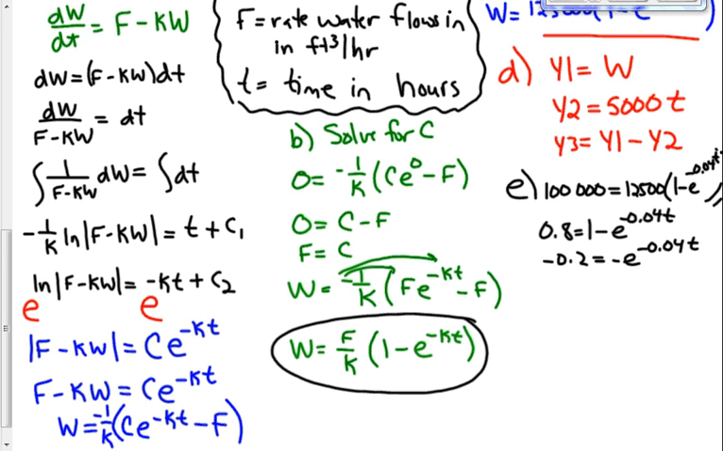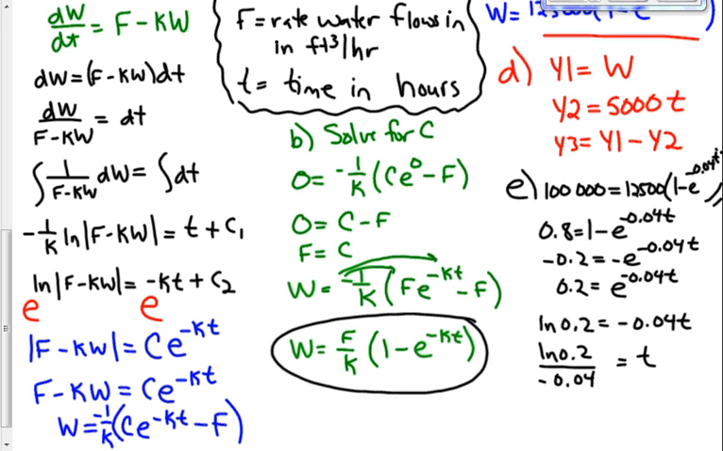Now both the left side and the right side are negative, so I'm going to multiply both sides by negative 1. I have an e, which means I need to take the natural log of both sides in order to work this out. So just by taking the natural log of both sides, I have pulled that negative 0.04t out, and then I'm going to divide. So t is going to be the natural log of 0.2 divided by negative 0.04. If you pick up your calculator, that should give you 40.2359 hours.